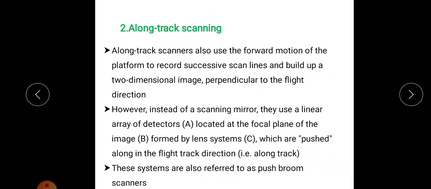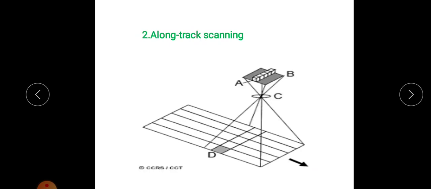This also uses the forward motion of the platform to record successive scan lines and build up a two-dimensional image which is perpendicular to the flight direction. Here, this system is known as push broom scanner. The other type is whisk broom scanner. This is known as push broom scanner that we can see. This is along track scanning.